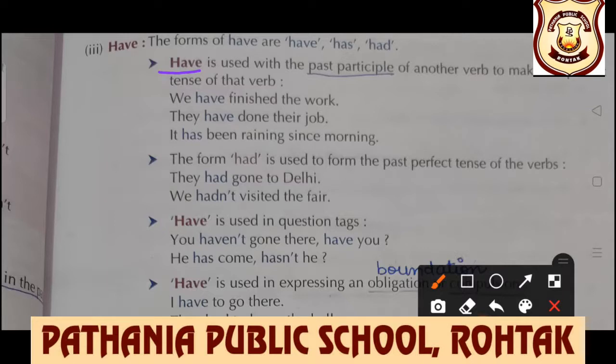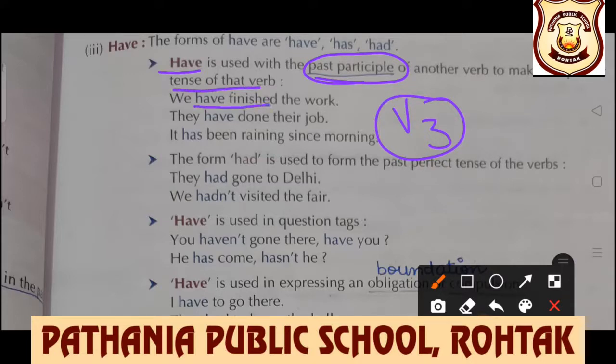Have is used with the past participle of another verb. Past participle means third form of the verb to make the perfect tense of the verb. We have finished, have helping verb. Finished, third form of the verb, that is past participle. The form had is used to form the past perfect tense. They had gone to Delhi. We hadn't visited the fair.